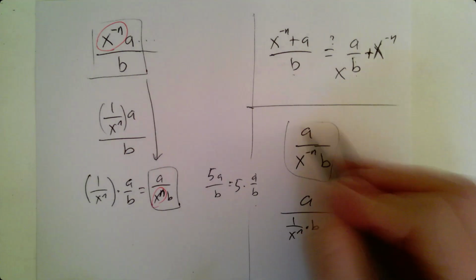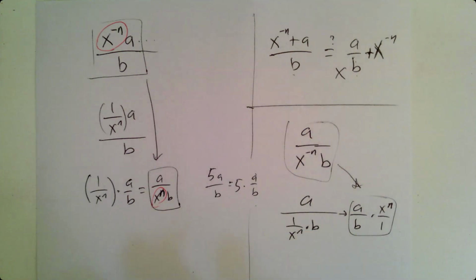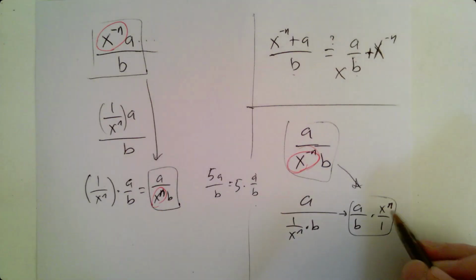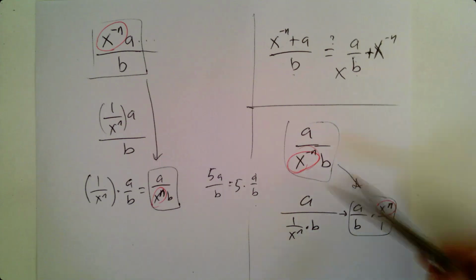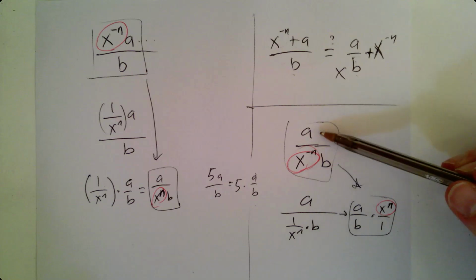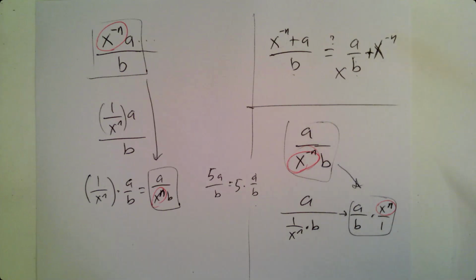So again, I started here, ended here. I had x to the negative n in the denominator, and I ended with x to the n in the numerator. So you could think about it as just moving it up to the numerator and switching the sign from negative to positive. So that's kind of one set of simplification tricks.